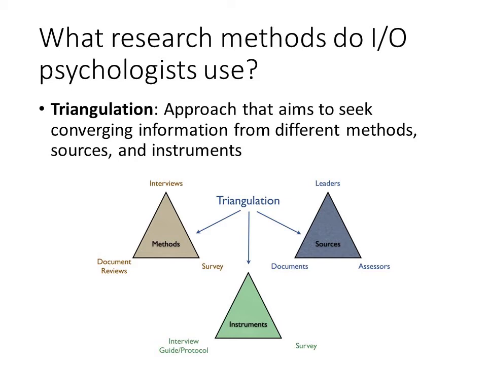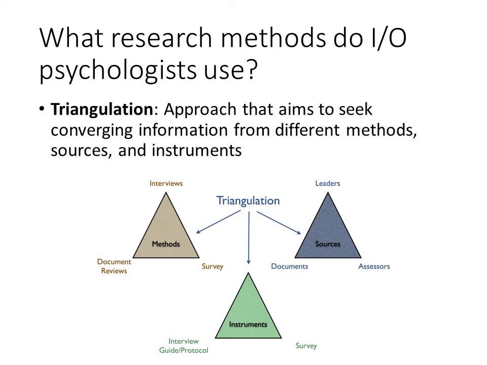Here's a concept that may be new: triangulation. This is the process of collecting information using multiple methods from multiple sources and using different instruments. In the graphic on the screen, you can see examples of each one of these. With triangulation, we are essentially trying to find the truth by looking at it from multiple perspectives.